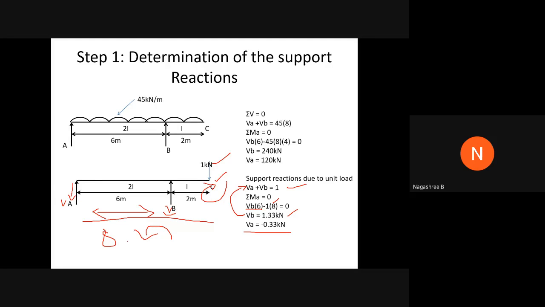Are you getting the same values, all of you? Yes, ma'am. Shall I proceed? Yes, ma'am.